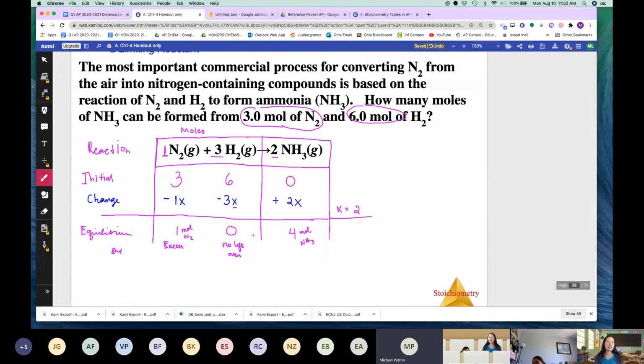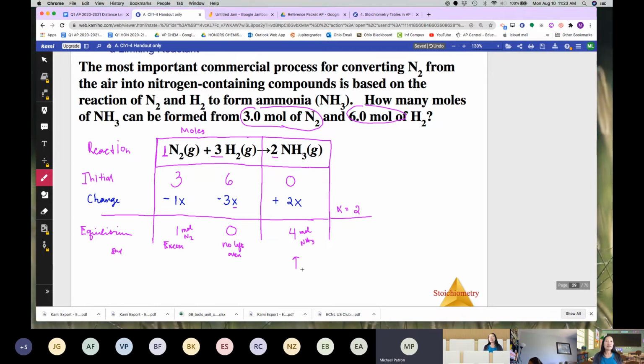Okay, so you see what I just did? If they ask me, how much ammonia will you make? You're going to say what? 4 moles of ammonia. Yeah, so you're going to say, in the end, I made 4 moles of ammonia. And if they say, how many grams did you make? Just convert that to grams, right?